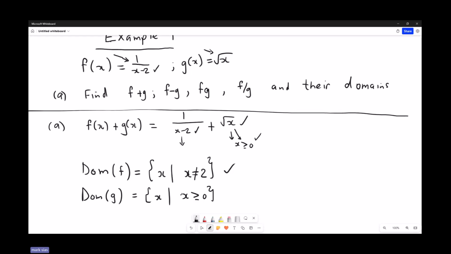So the common domain, the domain of f plus g, is equal to the set of x such that x is not equal to 2, but x is allowed to be greater or equal to 0. Can you see that, guys?